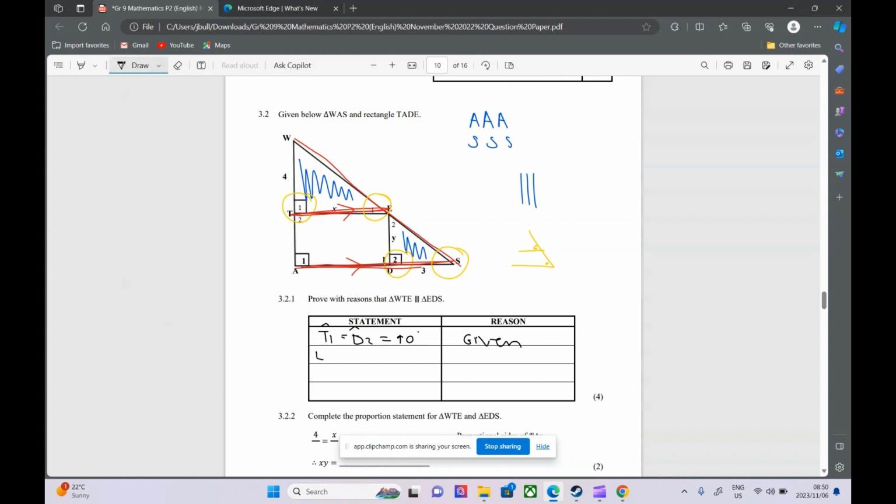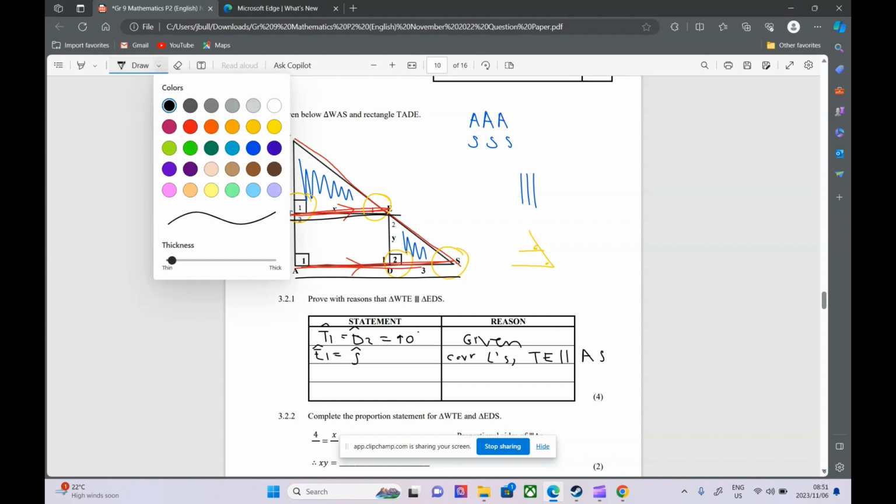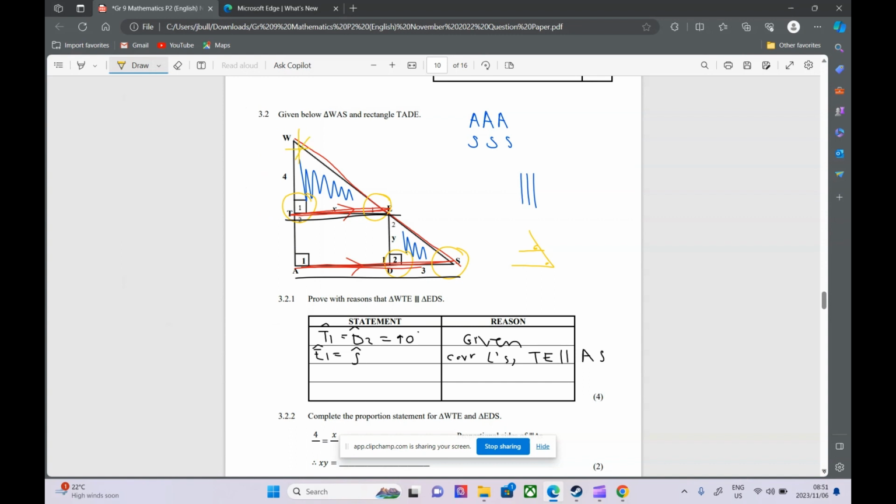So we have to say E1 is equal to S. The reason is corresponding angles. When you give that as your reason, you always have to say which lines are parallel. So TE is parallel to AS. You're just saying this line is parallel to that line. When we're proving similar triangles, if we get to this point where we have two of the angles equal, that means the last one has to be equal. So this last angle, let's put a star next to it, this angle W has to be equal to angle E2.